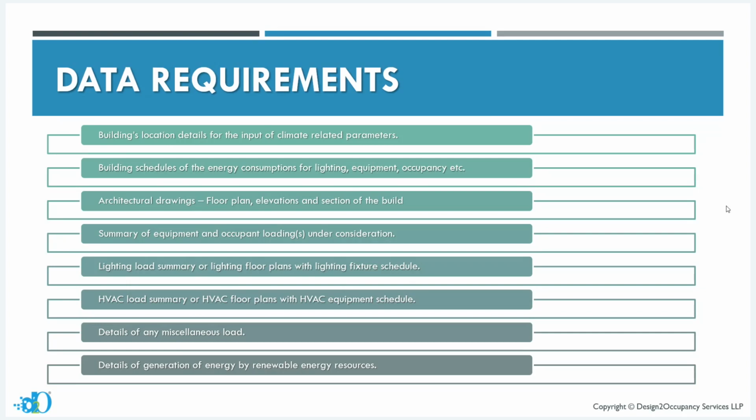Then details of generation of energy by renewable energy sources. If we have solar PV or a solar heater on the roof or in the building premises, we need to consider the inputs from solar also. So these are the data required to make the energy efficient building or the energy model.